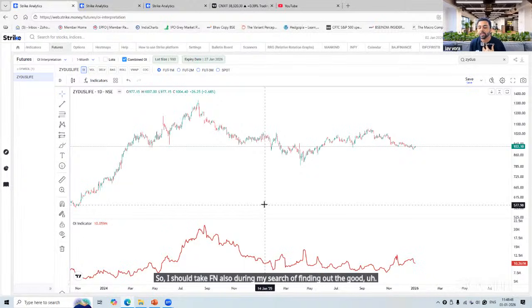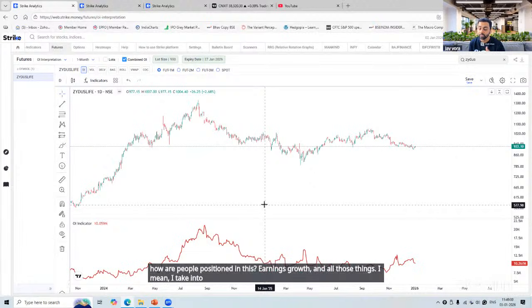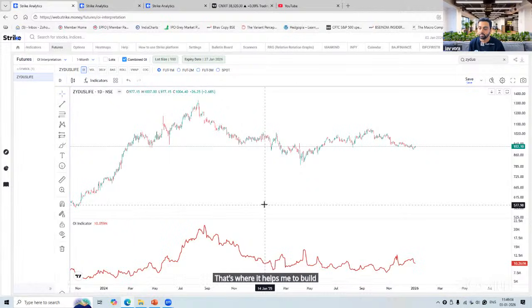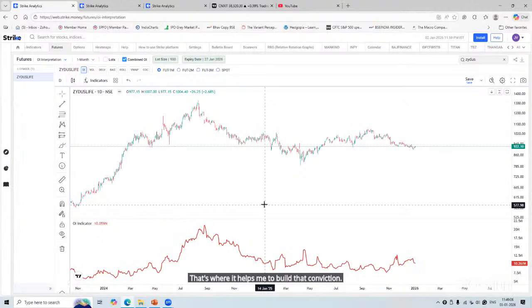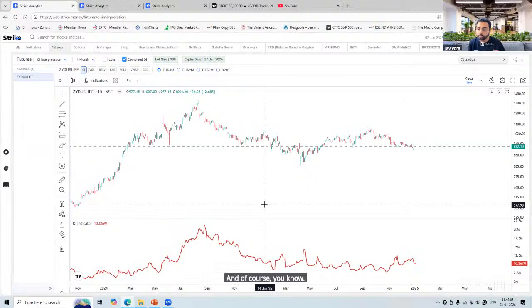I mean, see, when I want to build my conviction on something, I try to look at all the data points: what is its valuation, how are people positioned in this, how is its growth, earnings growth and all those things. I take everything into consideration. That's where it helps me build that conviction. Okay. And of course, not be afraid of being a contrarian.